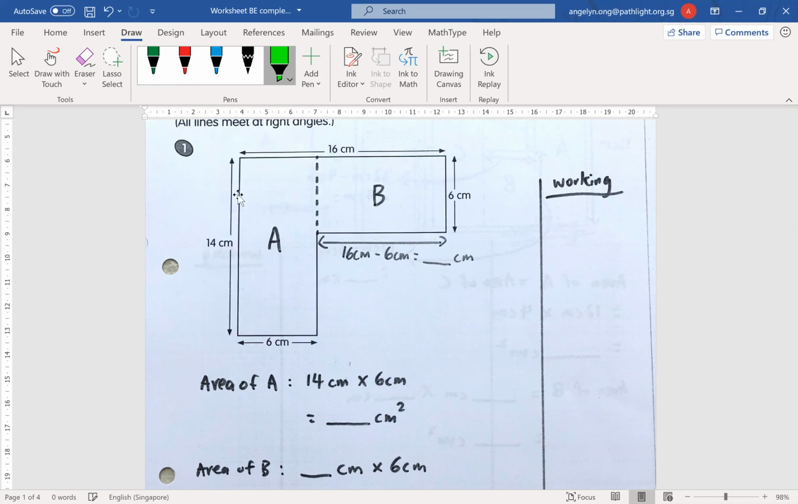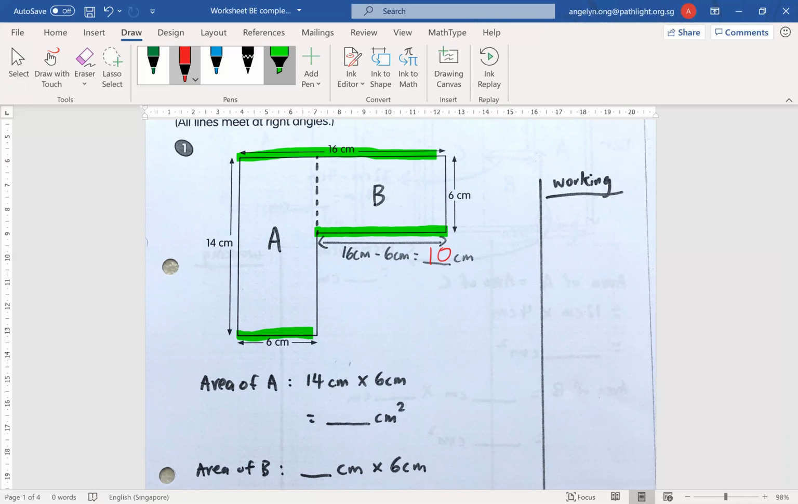All right, before we start finding the area, we need to first find an unknown side. So there is an unknown side over here. And how do we find this? We're going to take 16 minus away this 6 here, and we can get our unknown. So what is 16 minus 6? It's simply 10. So let's put here 10.